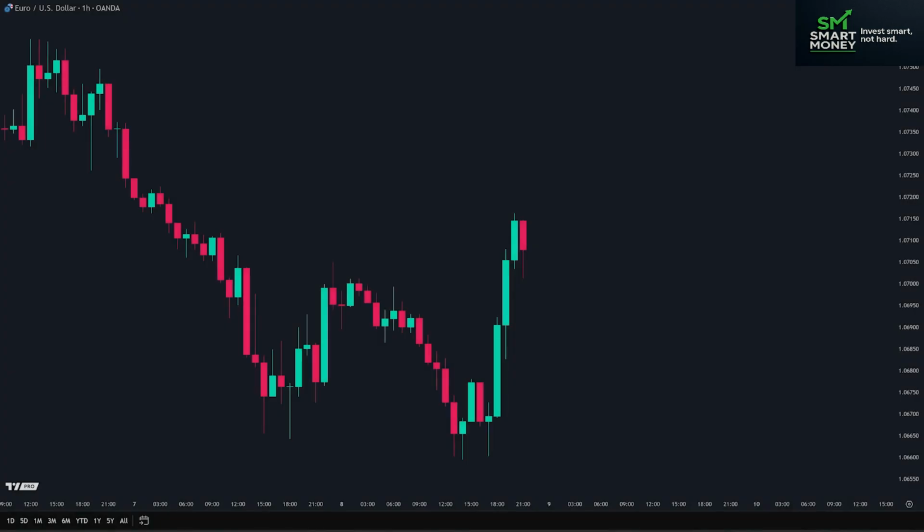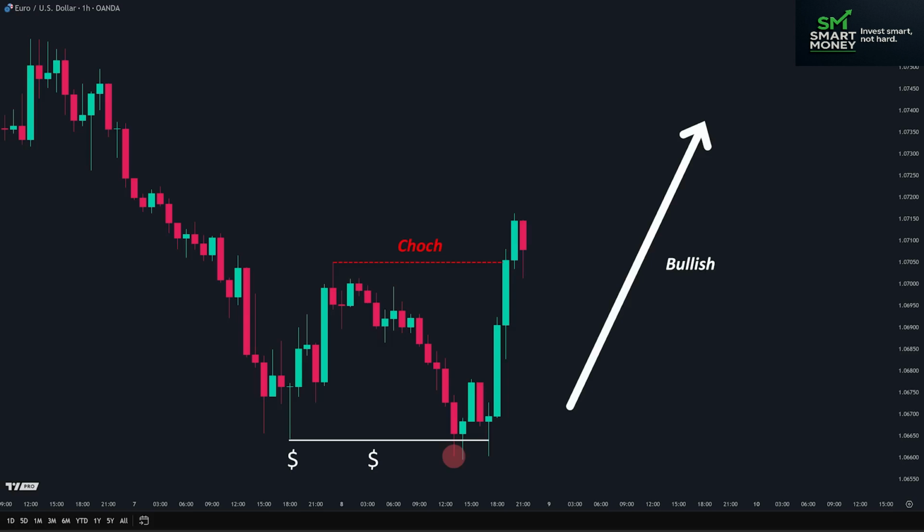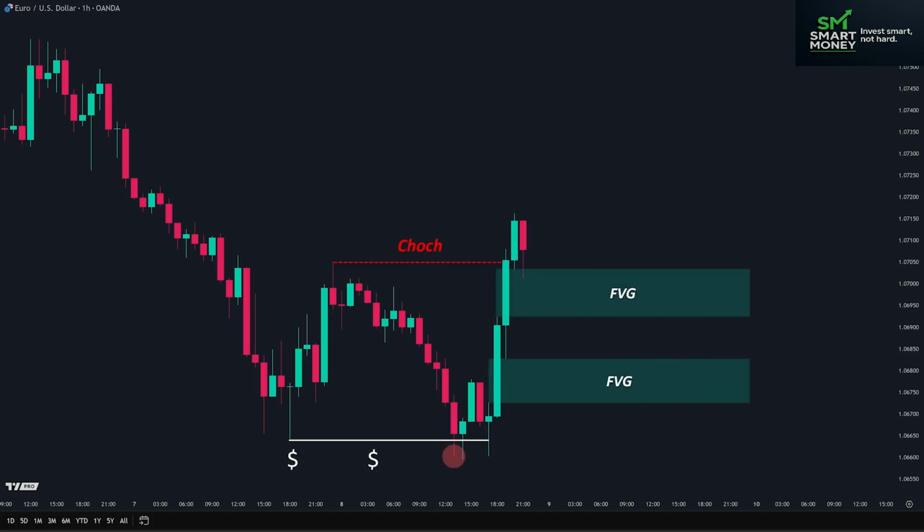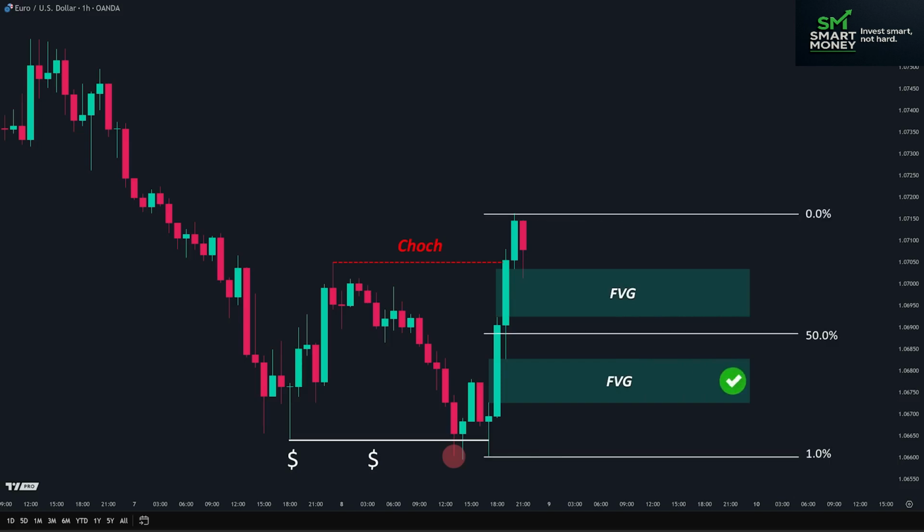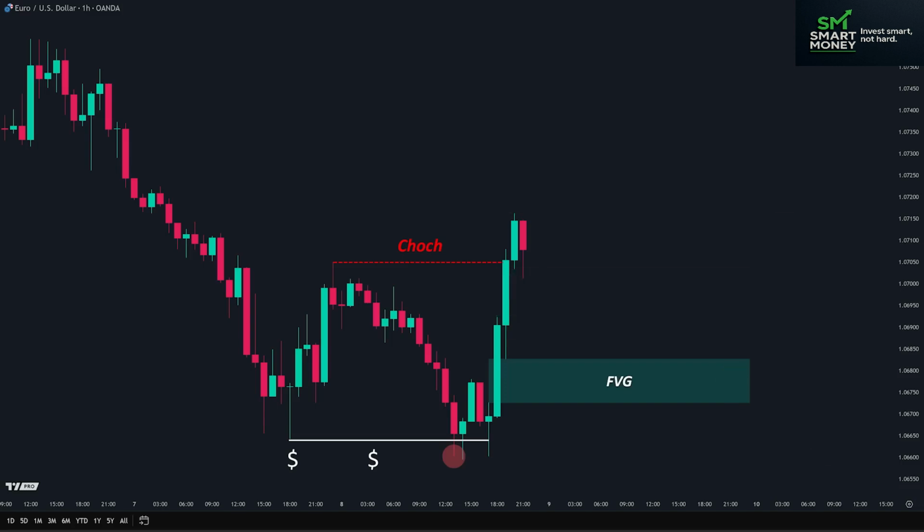On the Euro-Dollar 1-hour chart, we were in a clear downtrend until we saw a liquidity sweep followed by a change of character. Both of these signals indicate that sellers are no longer in control and that our directional bias has turned bullish. On this chart, we can identify two fair value gap areas, but only the one located on the discount side of the range is considered a valid trading zone for us. After identifying this area, we simply wait for price to return into the FVG, and then zoom into a lower time frame to look for long trade opportunities.